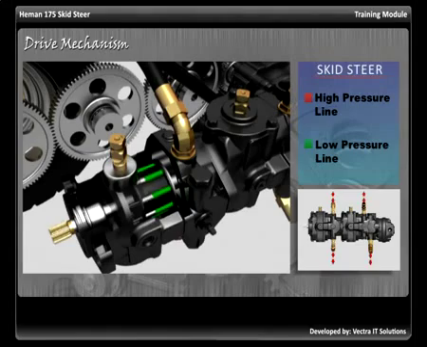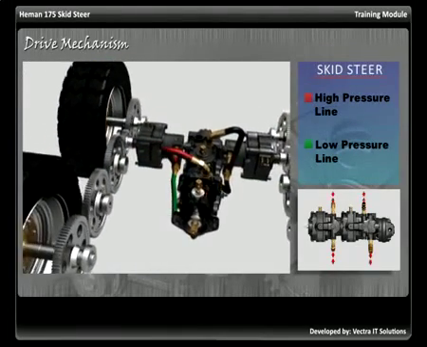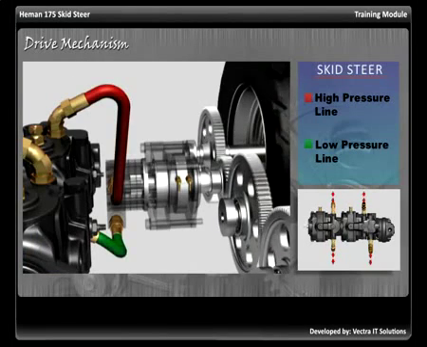The greater the slant, the farther the pistons move, pushing more fluid to the system. More fluid flow increases the speed of the motor.